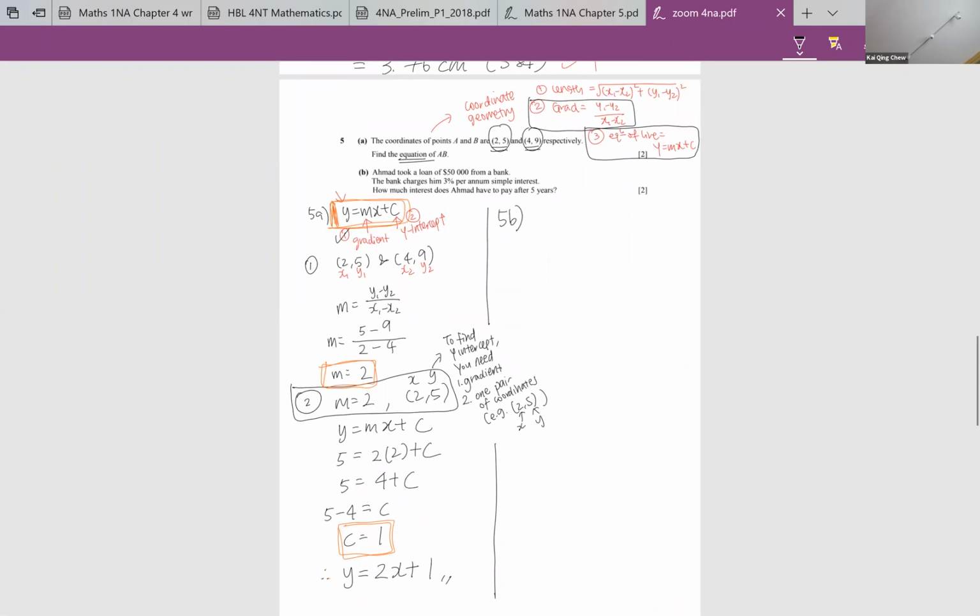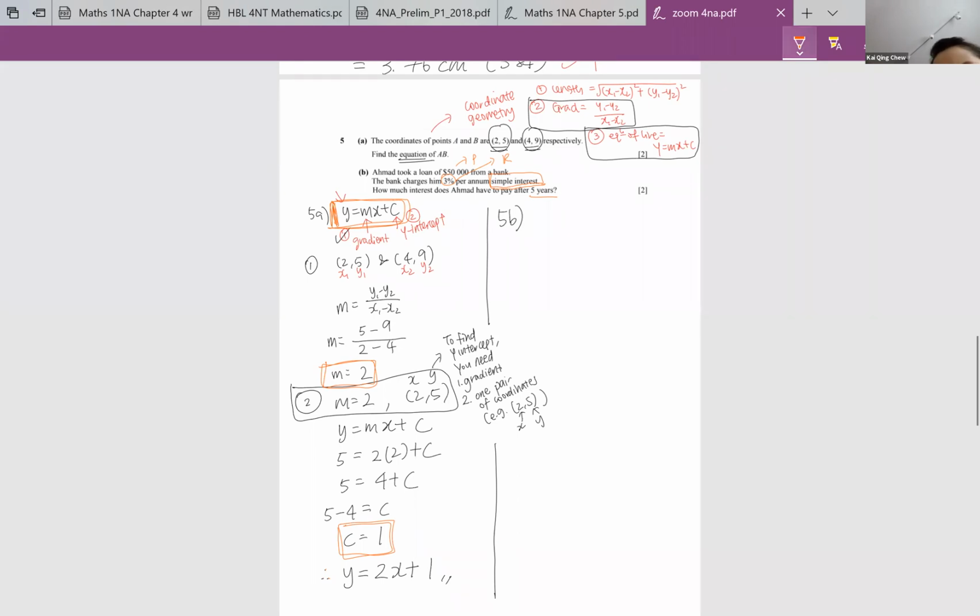Ahmad took a loan of 50,000 from a bank. The bank charges him 3% per annum, simple interest. So keyword is simple interest. Remember you do Bartley paper 1, they ask for compound, right? So this one asks for simple interest. How much interest does Ahmad have to pay after 5 years? So 5 years. This is the principal. And it's 3% per annum. This is the rate.